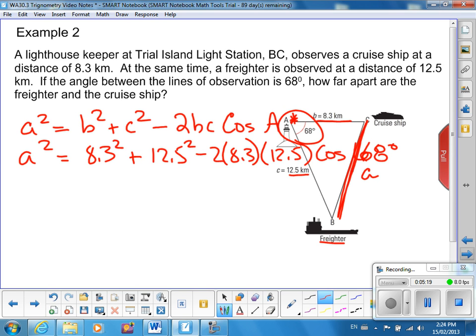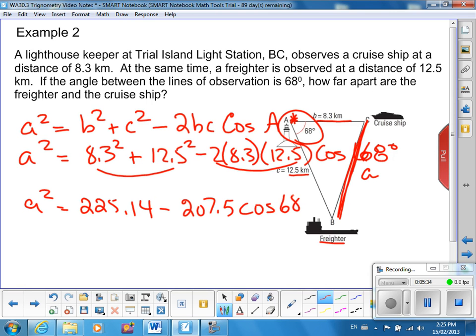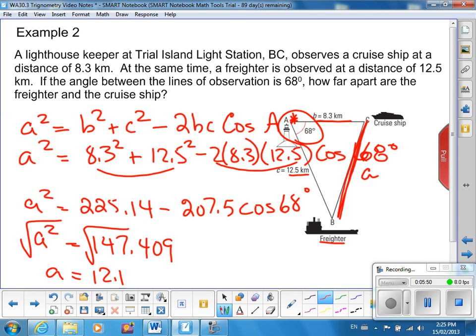All right. So if we square these two numbers and add them together, we get 225.14. We multiply these numbers together, you get 207.5 cos of 68 degrees. And a squared is going to equal 147.409. Take the square root, and a is 12.1 kilometers. So the freighter to the cruise ship is 12.1 kilometers apart.